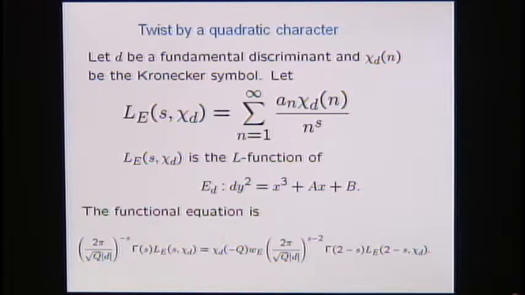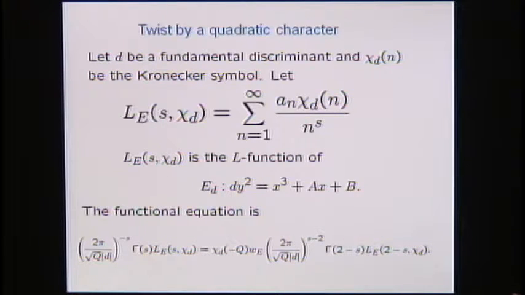Then it turns out that this is just the L function of the elliptic curve, let's say, associated with E_D, which you can write down as just D y squared equals x cubed plus ax plus b. And then that has a functional equation, and it looks very similar to the functional equation that we had for E, except that now there's a D here and here, and there's the original sign of the functional equation, and there's a chi_D at minus q, which will be a factor now in the root number.